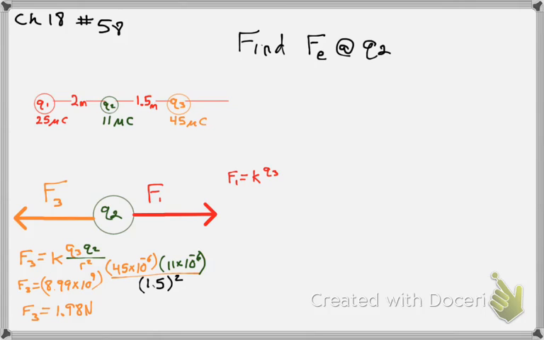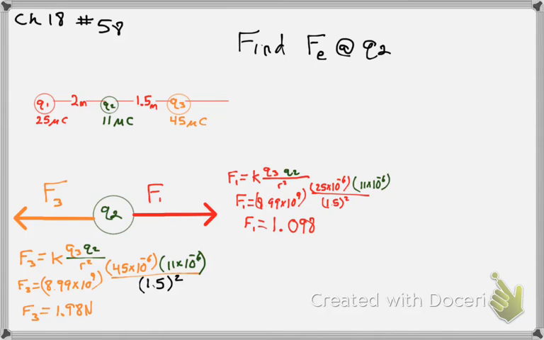Then we do the same thing for F1, this time using the charge of the 25 microcoulombs and the charge of the other object. And then when we actually plug in our values, we end up with F equals 8.99 times 10 to the 9th times 25 microcoulombs times 11 microcoulombs divided by the distance between them, which is 1.5 squared, and we get F is equal to 1.098.